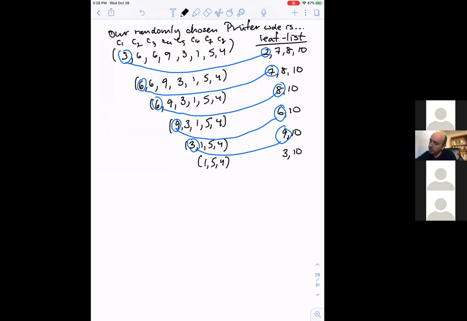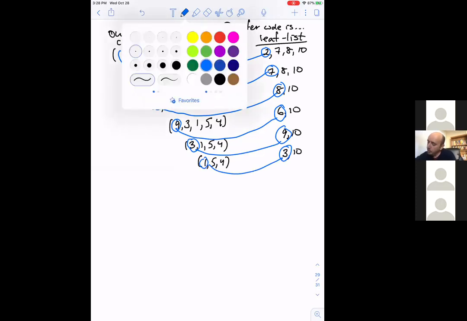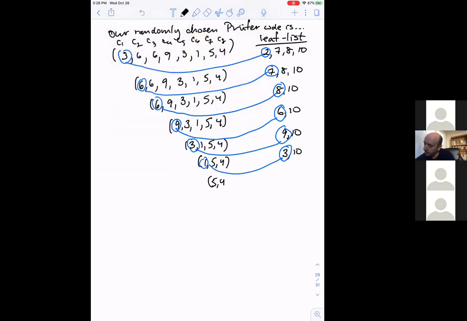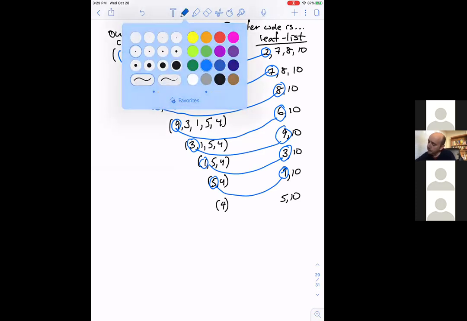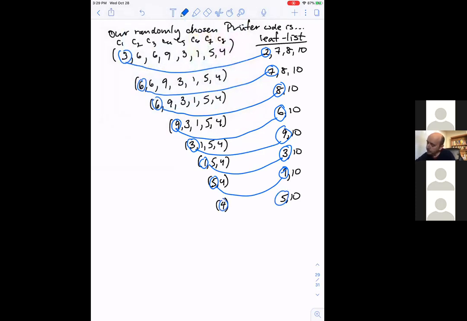And now what's happening? 3 will get connected by an edge to 1. 1 taken off the beginning of the proof of code, and that was its last time to be in the proof of code, so now it's 1, 10. 1 will get connected to 5. 5 left the proof of code entirely, entered the leaf list, and is the smallest leaf.